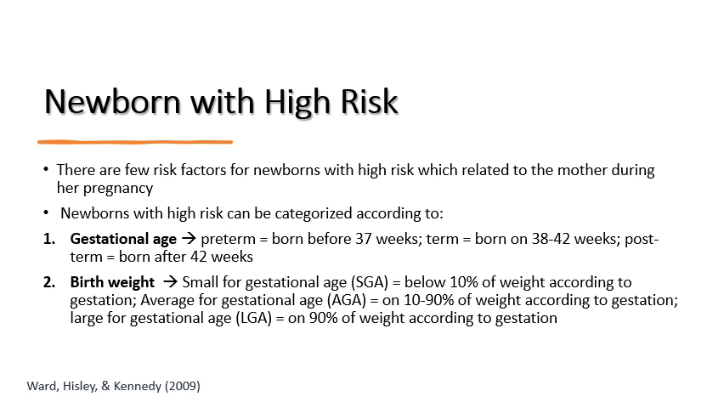Also, a baby with high risk can be categorized using birth weight. Small for gestational age means the baby is below the 10th percentile of the normal birth weight according to gestation. Average for gestational age means the baby has 10 to 90 percent of the weight according to gestation, and large for gestational age means the baby is above the 90th percentile of weight according to gestation.